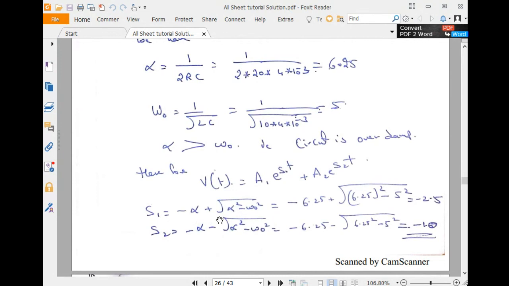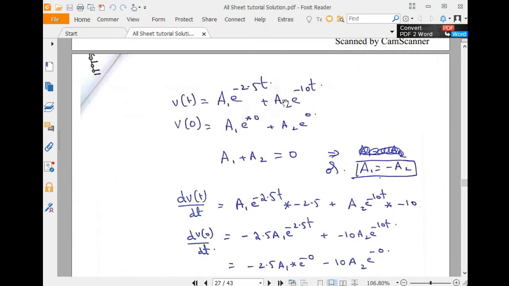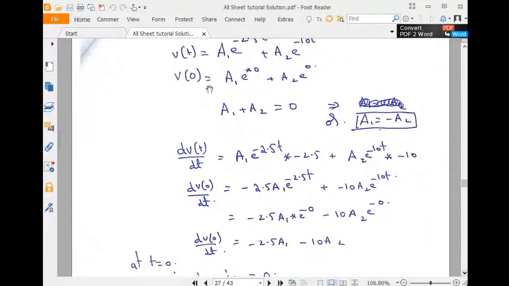Okay. We have two roots, S1, S2. Substitute the values of alpha and omega naught. We will get S1 as minus 2.5, S2 as minus 10. Then substitute in the standard equation V of t. This is S1, this is S2. Substitute t equal to 0. We will get one equation. A1 equals 2. Now differentiate the standard equation. Substitute t equal to 0. We will get this equation 2.